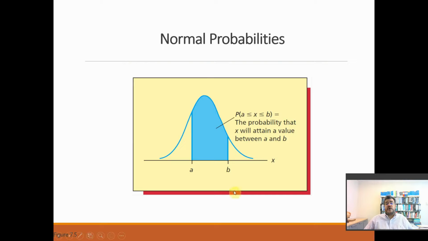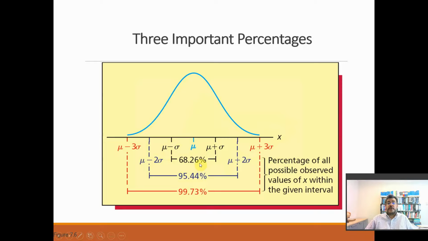And here, the normal probabilities. On this area, the probability that x will attain a value between a and b. And three important percentages. Mean minus 1 standard deviation and mean plus 1 standard deviation, 2/3 of the numbers, about 68%, will be in that area. 95% will be in the range mean minus 2 standard deviations, mean plus 2 standard deviations, and 99.7% within 3 standard deviations.